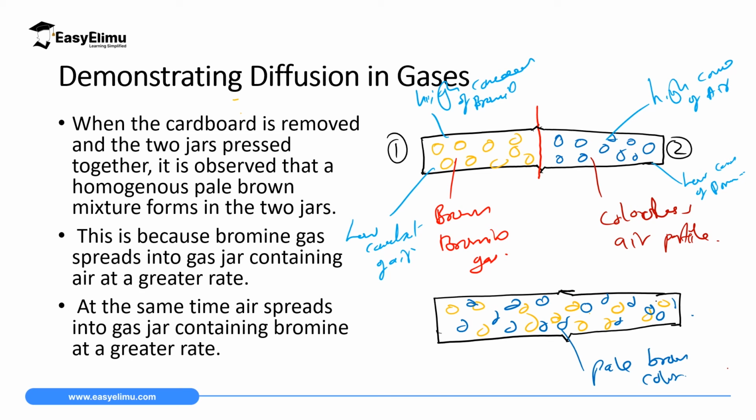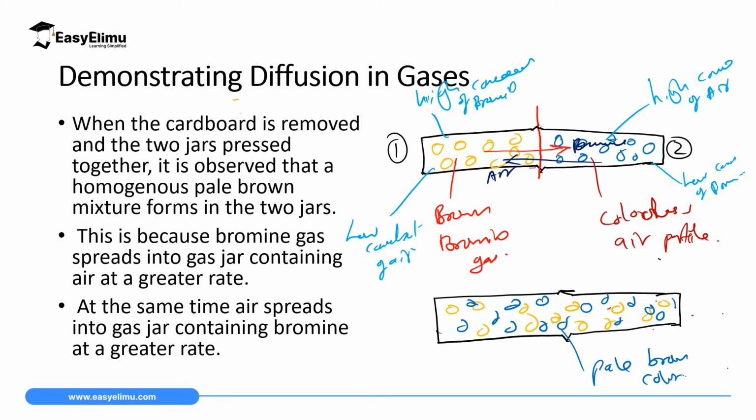So in the gas jar with bromine, the highly concentrated bromine will move to where it is lowly concentrated in air. And at the same time, the highly concentrated air will move from where it is highly concentrated in the second gas jar to where it is lowly concentrated in the first gas jar. So this is bromine moving on this side, and this is air moving to this side. So in the process, air will move from where it's highly concentrated to lowly concentrated. Bromine will move from high concentration to low concentration.